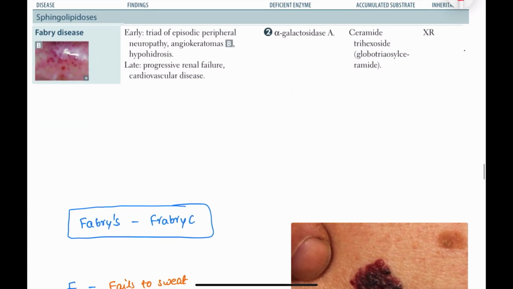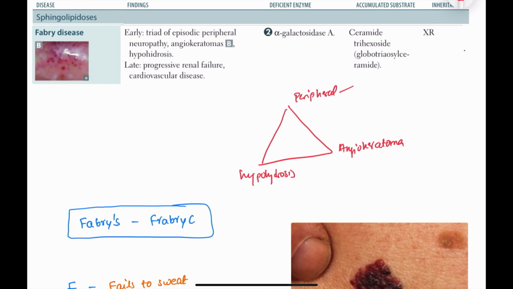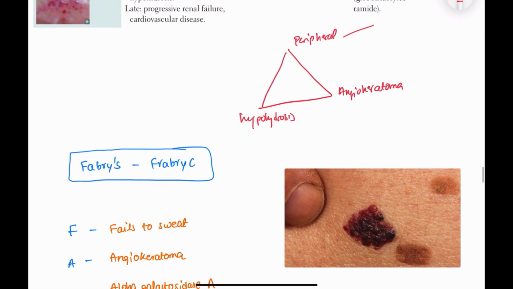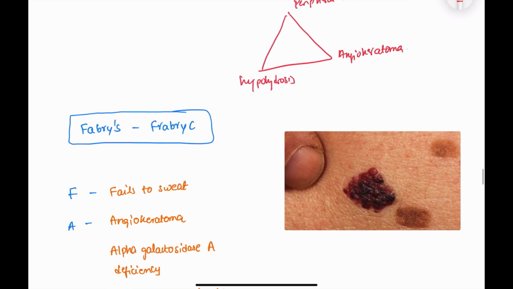In the early stage, there is a triad which shows peripheral neuropathy, angiokeratomas, and hypohidrosis. Coming to peripheral neuropathy, it shows burning sensations in palms and soles. Angiokeratomas are small red to purple bumps that usually appear in the leg and groin areas.